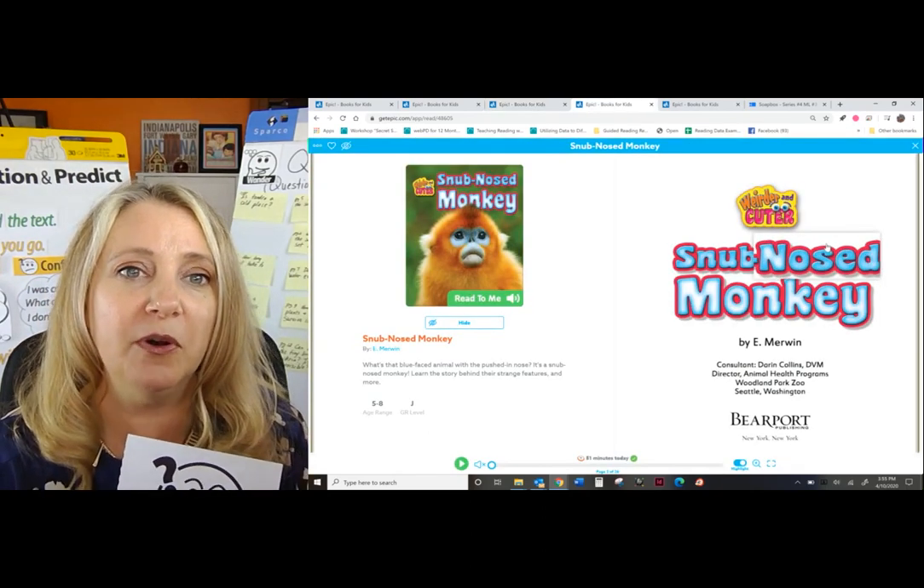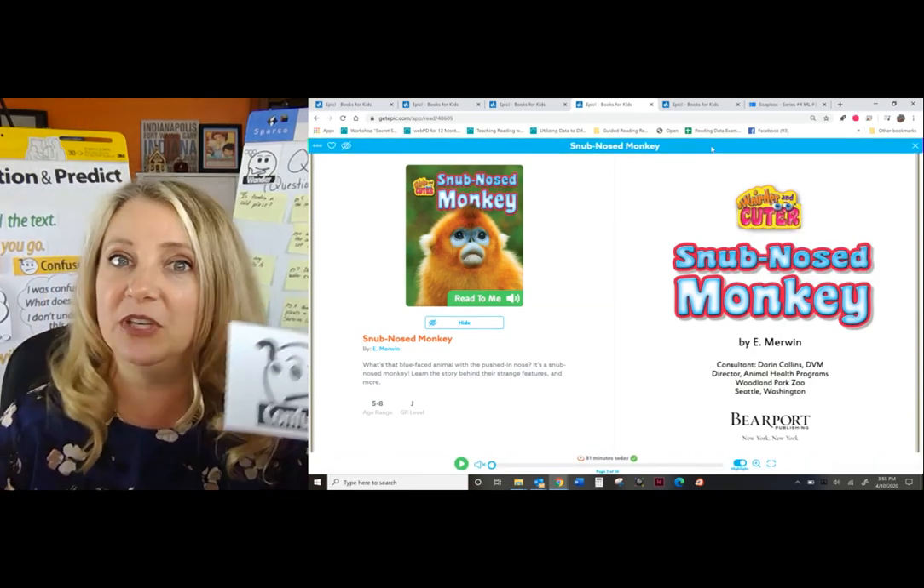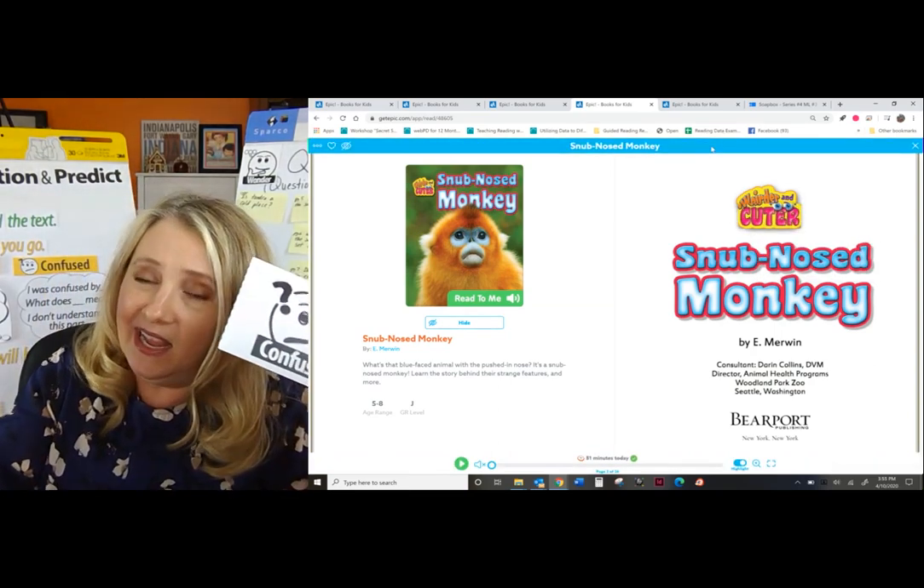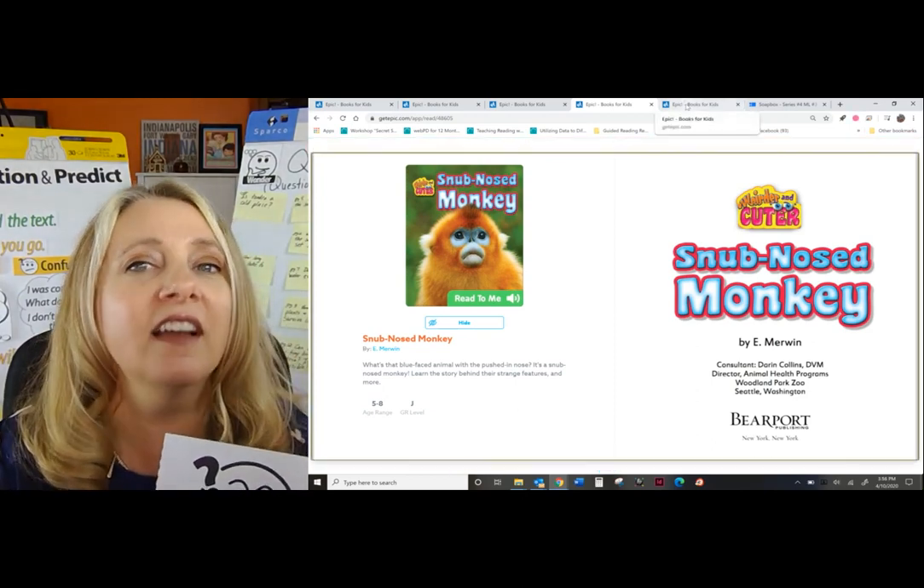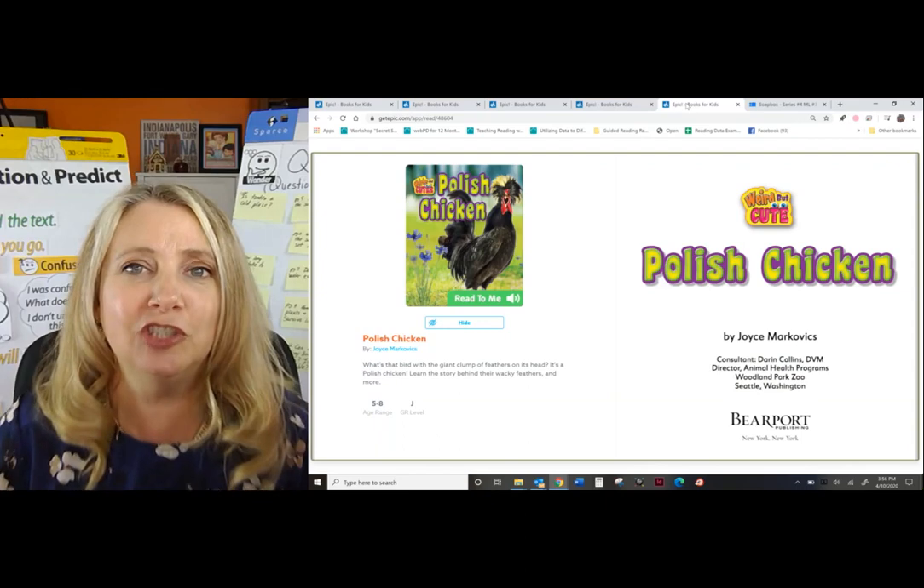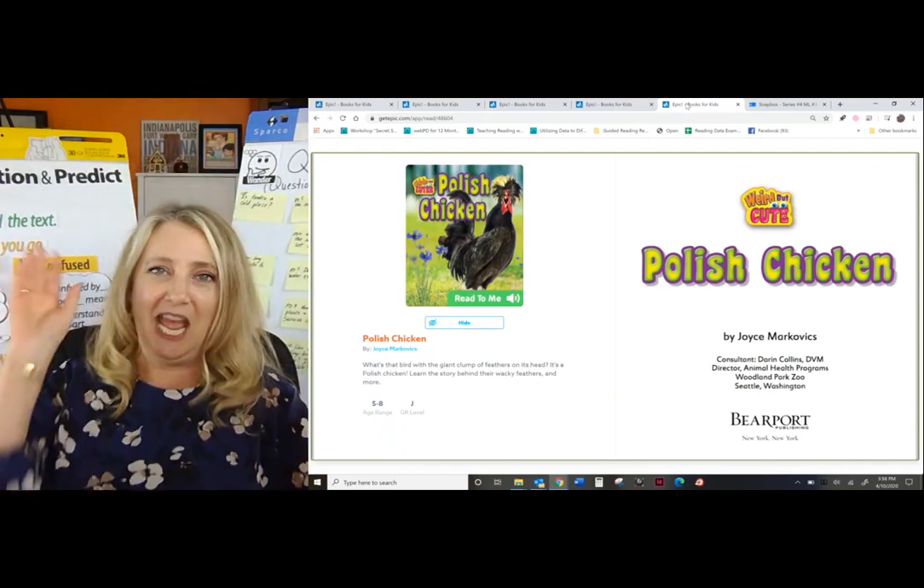Look, I have a couple more for you. Snub-nosed monkey. You could read about that. When you come to a word you don't know, check the text features, the pictures, and the glossary. And the last one, check that out. Polish chicken. I know, isn't that a hoot?